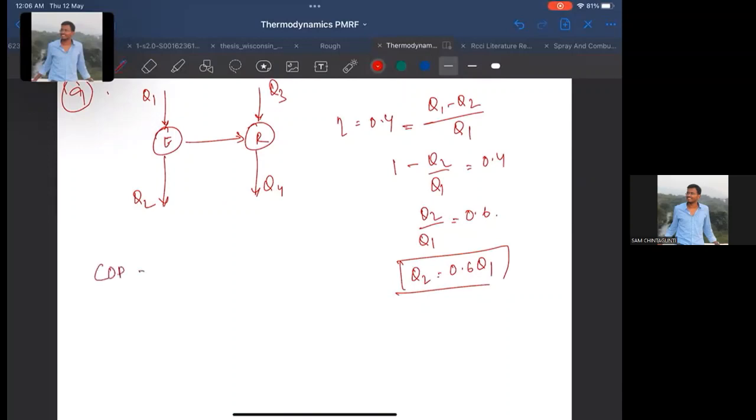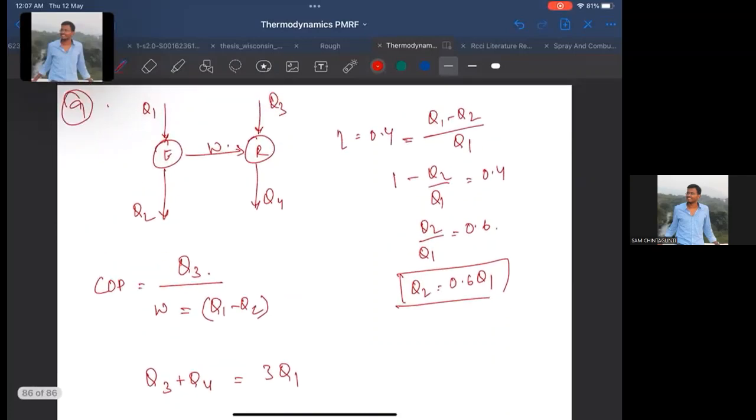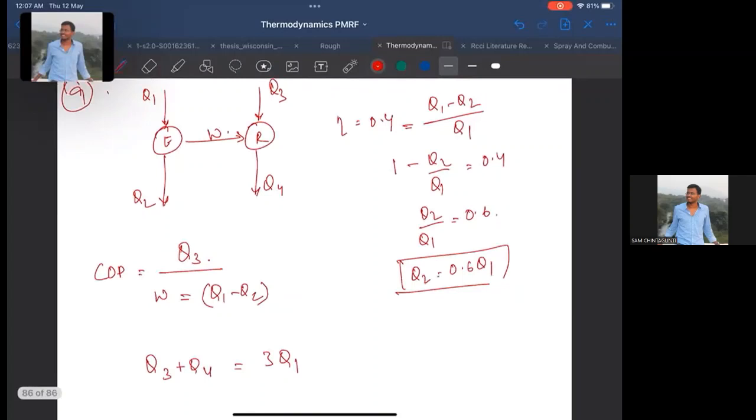Because COP is equal to desired effect, as this is a refrigerator, it will be Q3 by work done, W. And your W is equal to Q1 minus Q2 because work is coming from the engine. So now you have to convert Q3 also in terms of Q1. And then the Q1 gets cancelled in both numerator and denominator. For that purpose, they have given this relation. Q3 plus Q4 is equal to 3Q1.